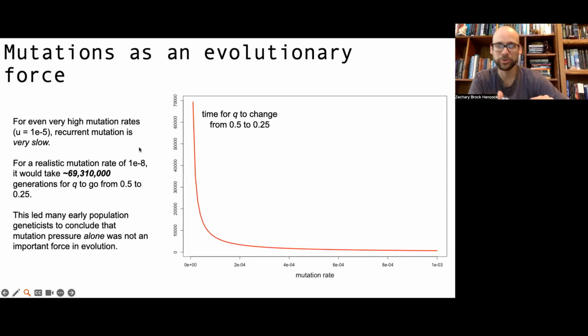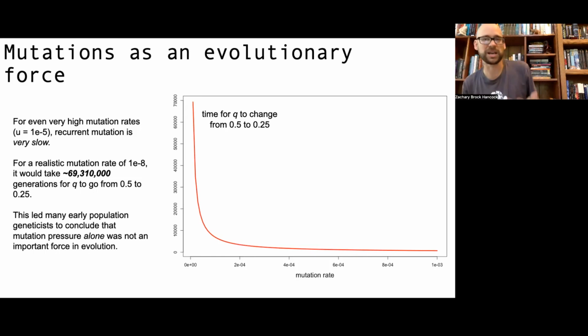Now, as I sort of alluded to, this change is very, very slow, right? So we can actually plot this as mutation rate on the x-axis, and then the time for the frequency of Q to change by half on the y-axis. So notice that even for really high rates, like 1e to the negative 5, it will still take 70,000 generations for the frequency of Q to go from 0.5 to 0.25, assuming that the only change happening is mutations from Q to P. For a realistic mutation rate like 1e to the negative 8, it would take 69 million generations to change Q from 0.5 to 0.25. For it to actually lead to the fixation of P, it would take an inordinately long time. We're talking billions of generations to change Q from 0.5 to 0, right?